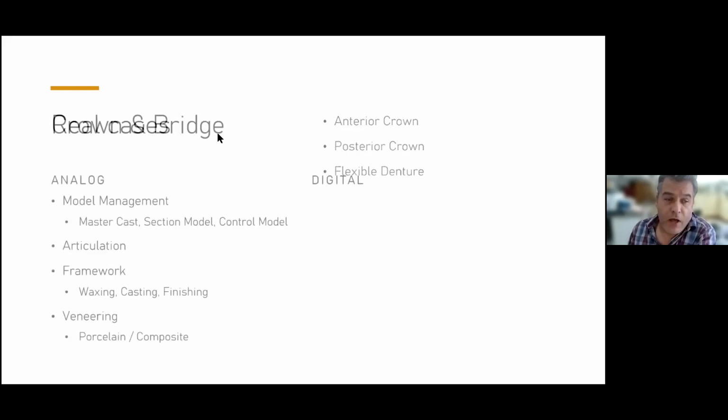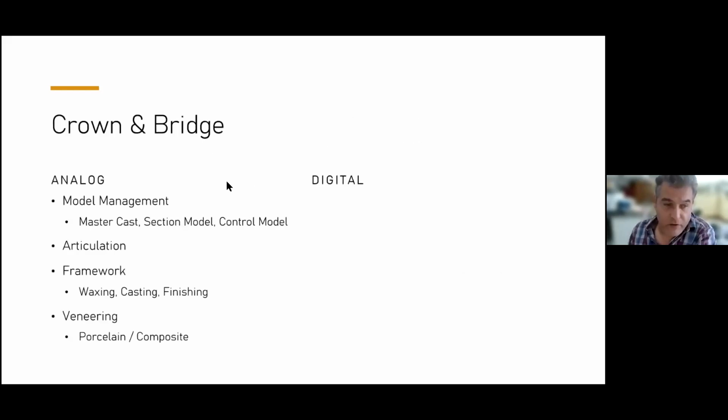So how do we go with crowns and bridges? Normally the analog way, we have the model management, we make the antagonist, the master cast, we have section models, and normally I do a control model too. We put everything in the articulator, we do our framework, we wax something, we cast, and we finish the metal. And after we put some porcelain or composite. But how does it work digitally?